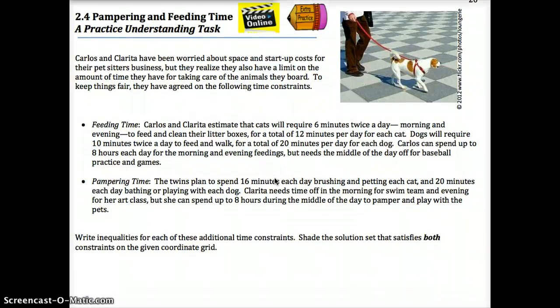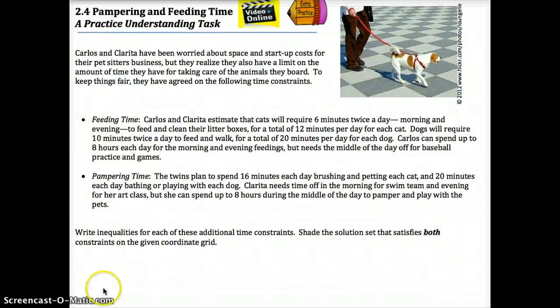Okay, for 2.4, this was a pretty short task. You just had to look at feeding time and pampering time. 2 new constraints for Carlos and Clarita and their pet sitting business. Okay, so to get full credit on this, you need to just have 2 inequalities. 1 for feeding, 1 for pampering. And you need to have 1 graph that has both of those constraints graphed on there, and there should be shading showing where the solution is for both of them. And that's all you need to get full credit on 2.4. It's a much shorter task. So 2 inequalities and 1 graph with 2 lines graphed on it, and that gets you 5 points here.